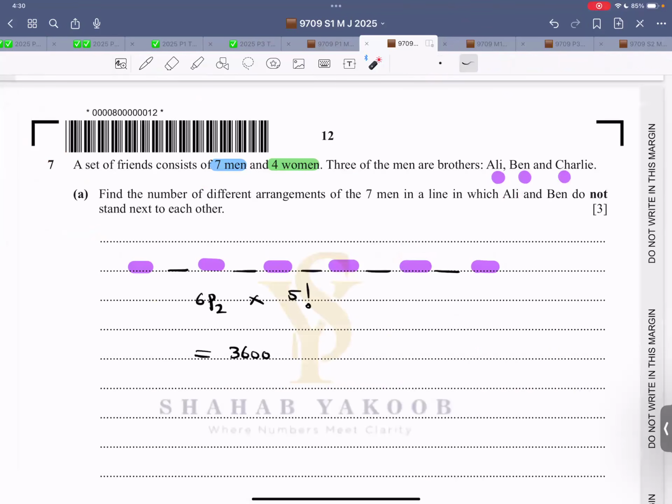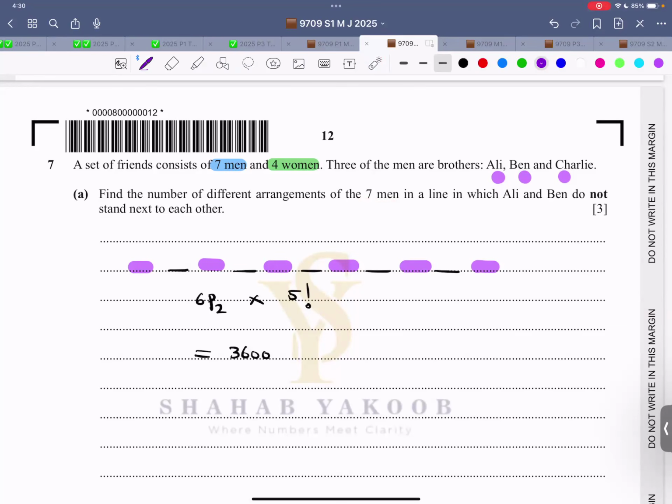And now it says a set of friends consists of 7 men and 4 women. So men are marked in blue, women are marked in green. 3 of the men are brothers A, B, and C. Part A, find the number of different arrangements. So this is permutation. That's 7 men in a line in which A, B do not stand next to each other. So now 7, it's just about the men. It's not about women. Okay?